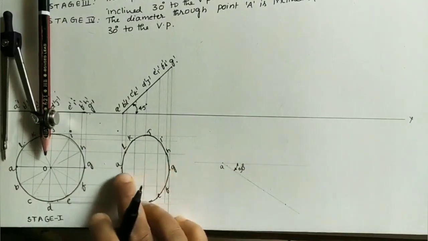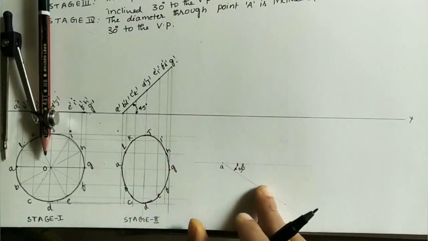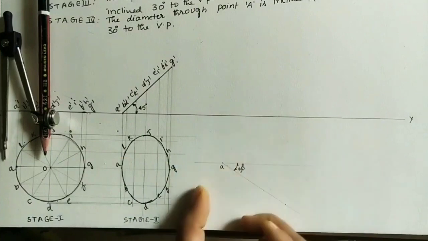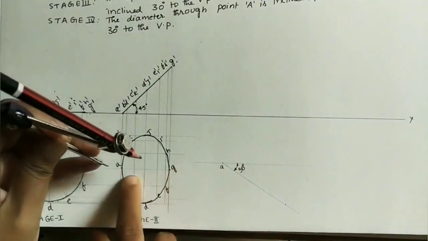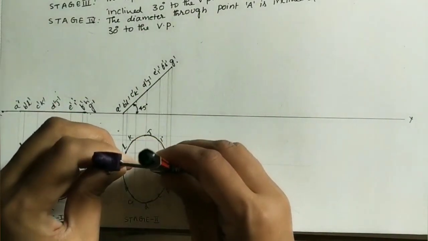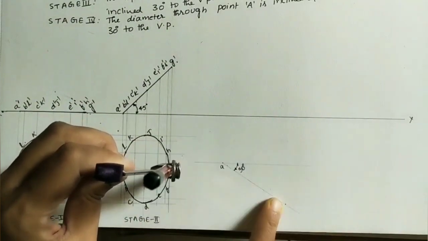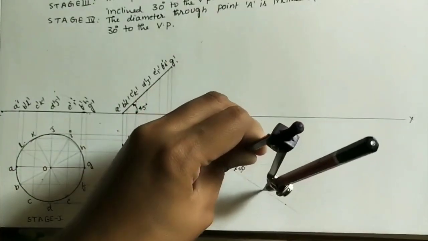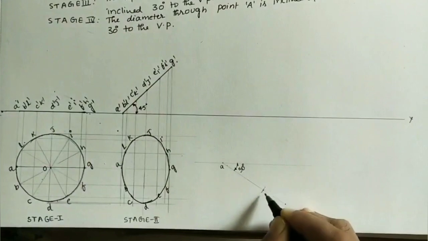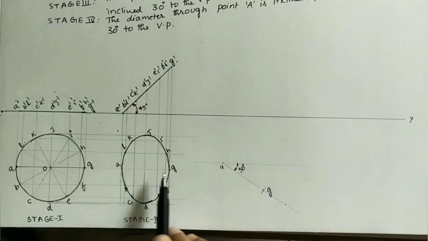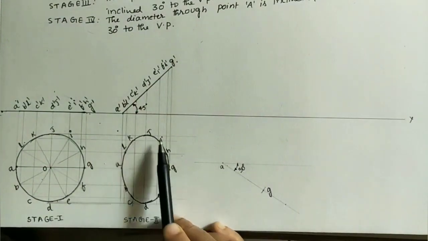Now I am taking AG length on the 30 degrees line. We are taking the same top view here. Now mark the G point from A on the 30 degrees line. So this is the G point. After getting A and G here, mark other points also.